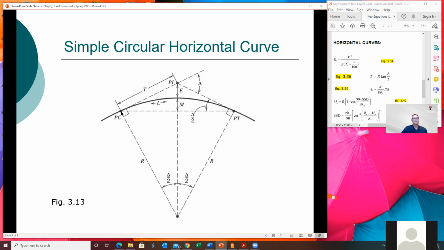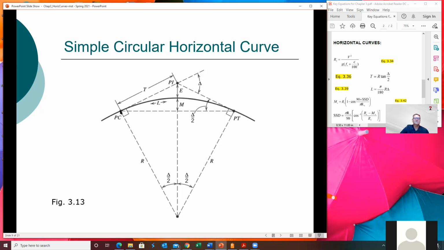The tangent length is from, well, let's start with the PC. In some cases people call this the BC, beginning of the curve, but this is the point of curvature. You've got a tangent leading in here, and this is where the curve starts, and the PT is where the curve ends. The PI is where the two tangents intersect. And it just so happens, you can do your geometry or trigonometry to figure this out, that the angle formed by the two tangents is the same as the central angle, delta. You can prove it to yourself if you want to, but trust me, it's there.